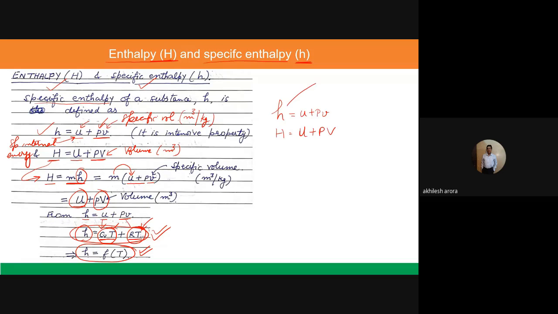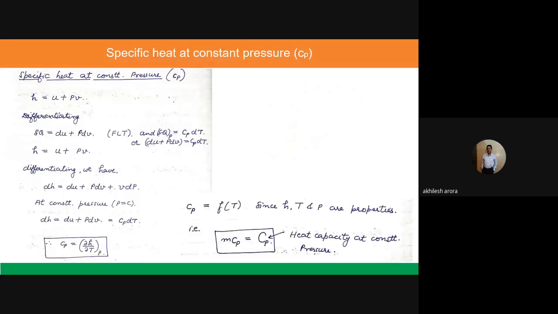What is the unit for enthalpy? You remember the unit for U is kilojoules per kg. So the same is the unit for specific enthalpy. If you talk about capital U, the unit is kilojoules. So the unit for enthalpy is kilojoules. Okay. So that is what I wanted to tell you about the enthalpy part.